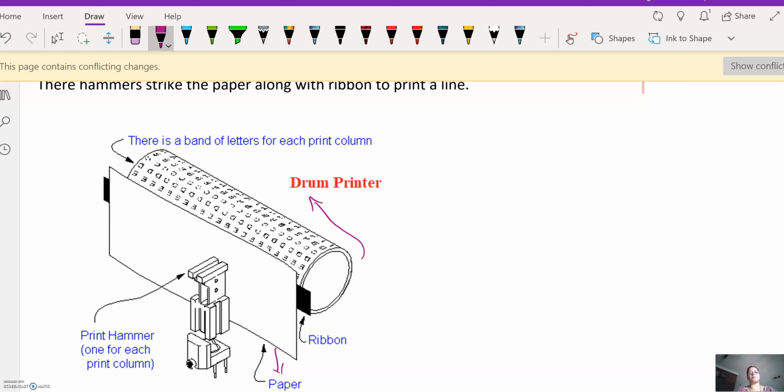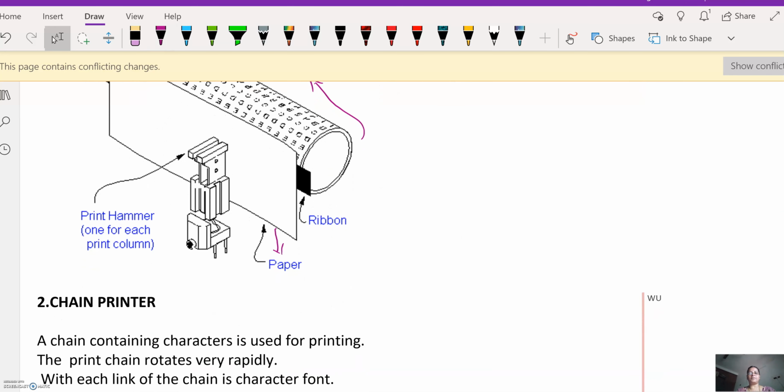On the surface of the drum we will have the characters printed. The drum keeps rotating, and when the appropriate character comes in the corresponding row, the hammer at the backside will be activated, and it will strike the paper. When it strikes the paper, the font on the drum will get impressed over the paper, and in between we have the ribbon by which the ink will be transferred. So this is how the drum printer works.